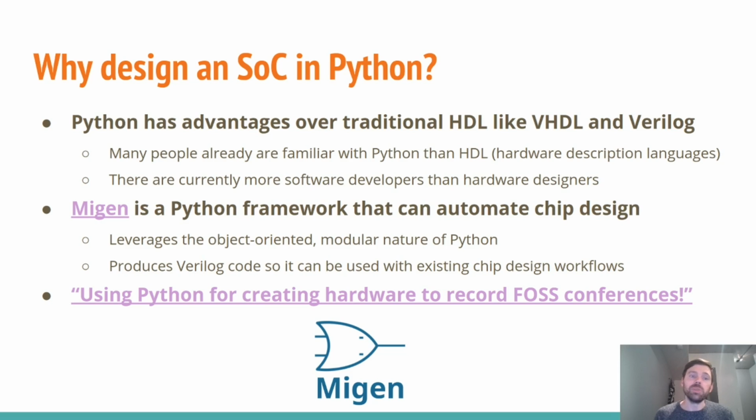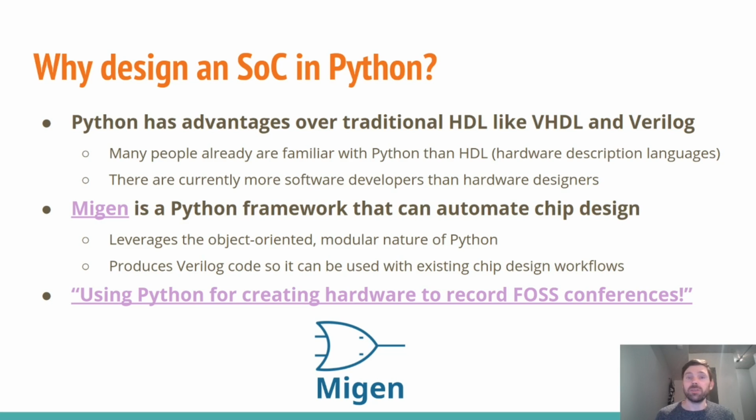Specifically, we used Migen, which is a Python framework that can automate chip design. It leverages the object-oriented modular nature of Python, and it produces Verilog code just like all the other tools, so it can be used with existing chip design workflows. Even though we're coding in Python, it produces Verilog ultimately. There's a great talk about using Python for creating hardware recorded at open source conferences, so I highly recommend checking that out if you're interested to learn some of the more background behind it.